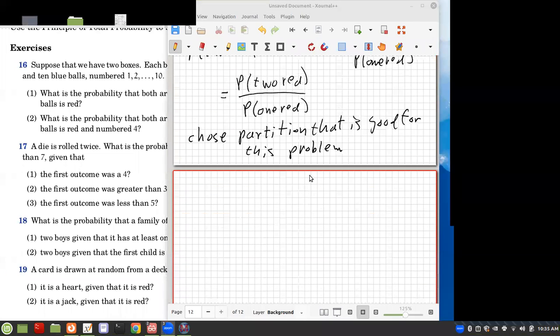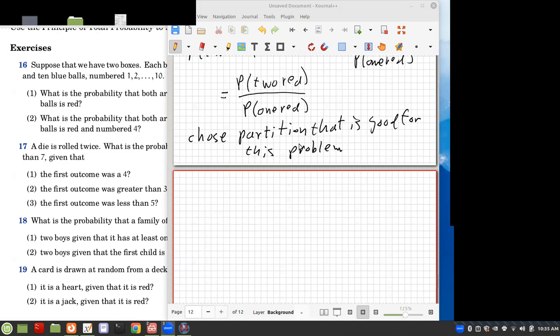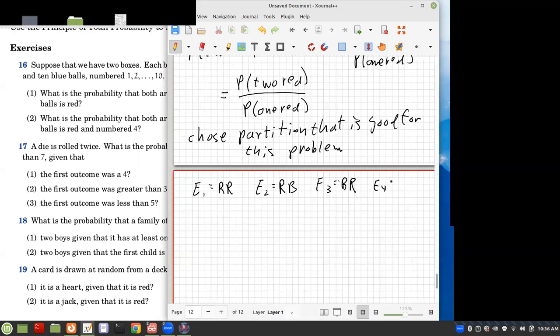We will now, well, hopefully you've taken a moment and chosen a partition. I'm going to choose a partition. The strategy for doing this is you don't have any numbers here. So my events are going to be: event 1 will be red, that both of them are red. Event 2 will be say red, blue, and event 3 will be blue, red, and event 4 will be blue, blue.